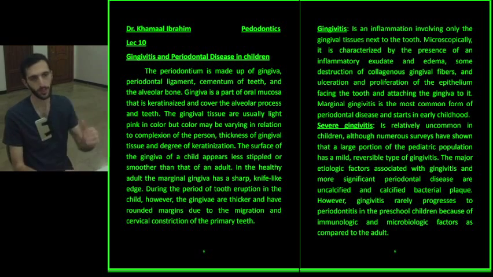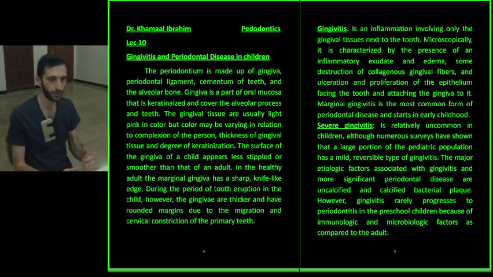So the person's skin color can change in different people. The thickness of the gingiva is also different, and the degree of keratinization between people is different. The surface of the gingiva of children appears less stippled, or smoother, than that of an adult. In a healthy adult, the marginal gingiva has sharp, knife-like edges. This is within the marginal gingiva.